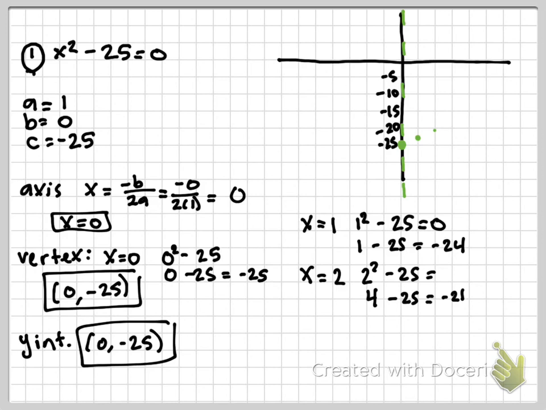So the distance from here to here is 1, right? So I need to go 1 on the other side and match that. So if x was negative 1, y would be negative 24, right? Right about there. And if x was negative 2, y would be negative 21.